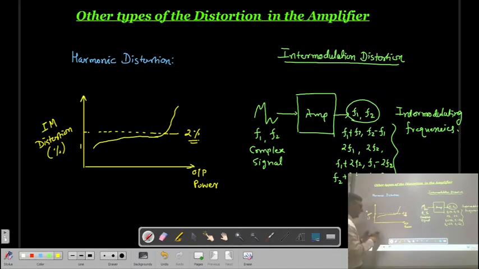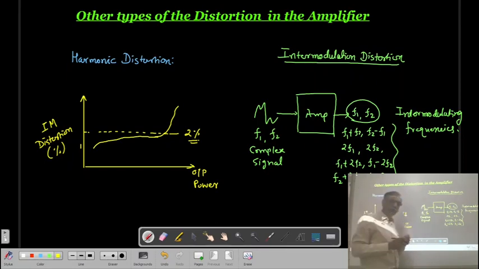So why does this intermodulation distortion increase with the output power? When we increase the output power, then the Q factor, as you already know, the Q factor of the transistor swings from the cutoff region to the saturation region.